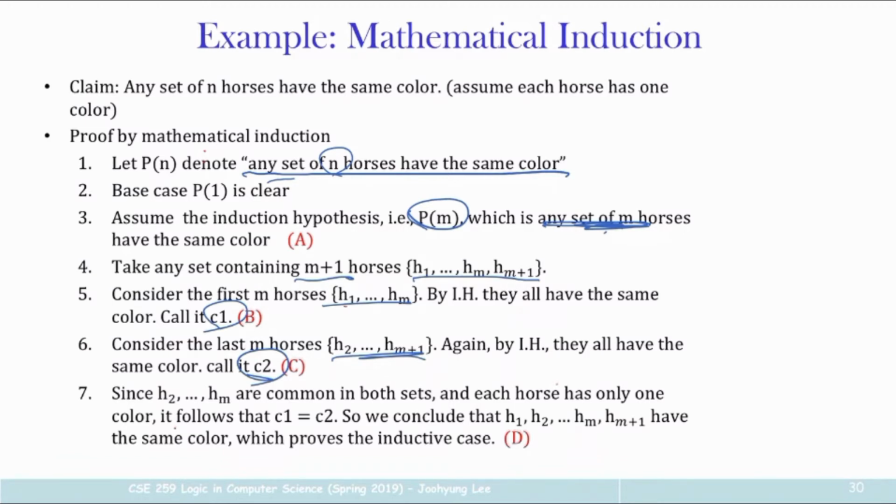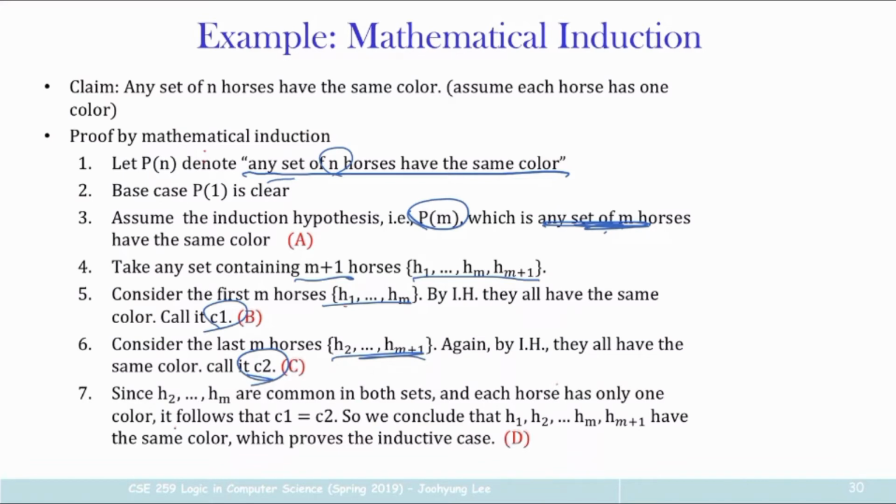Let me ask you, convincing? Why? I think the assumption in the third line is an incorrect assumption. Assume the induction hypothesis, this part? Yeah, I think it's trying to use "any set of M horses have the same color." You have a problem with that, right? What about the others? What do you think? Do you agree with him? Do you agree or not? Just tell that first.